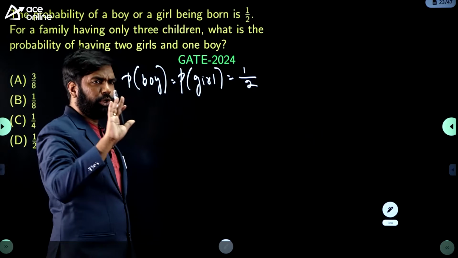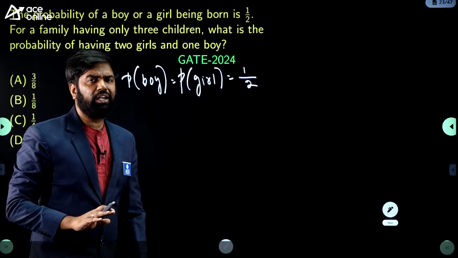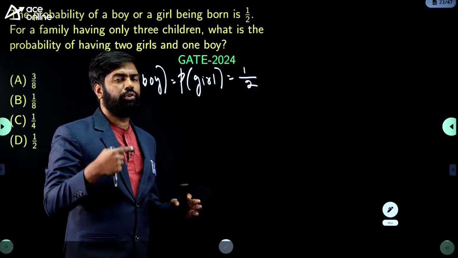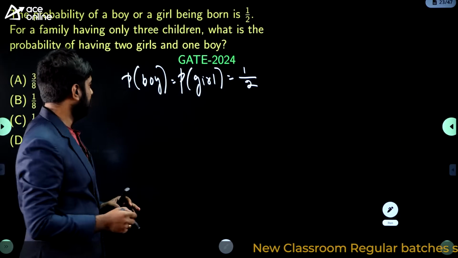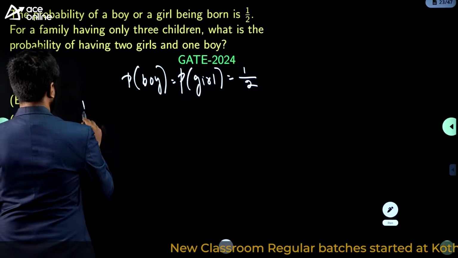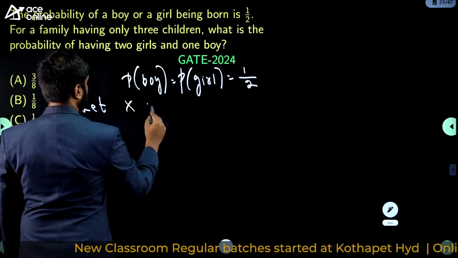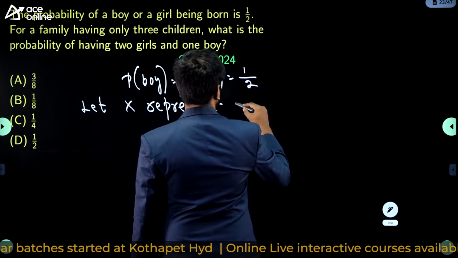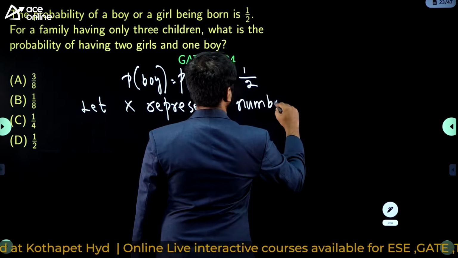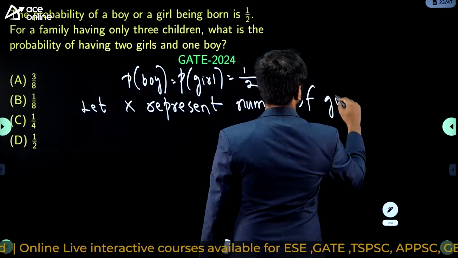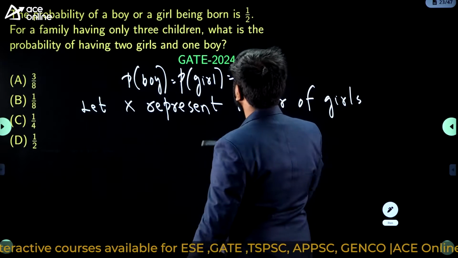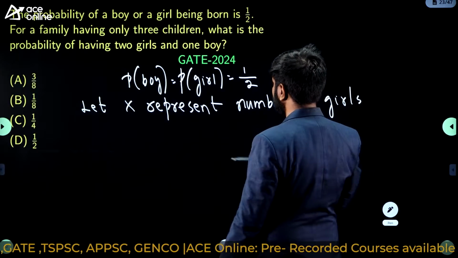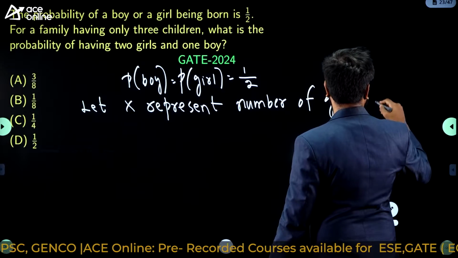The first thing is there are only 2 possibilities, namely boy and girl. The moment you see an experiment having only 2 possibilities, you need to link this with a binomial random variable. Let us write like this: let X represent the number of girls. They ask, what is the probability of having 2 girls and 1 boy? It is okay, we will talk about the number of girls. Let X represent the number of girls in a family.